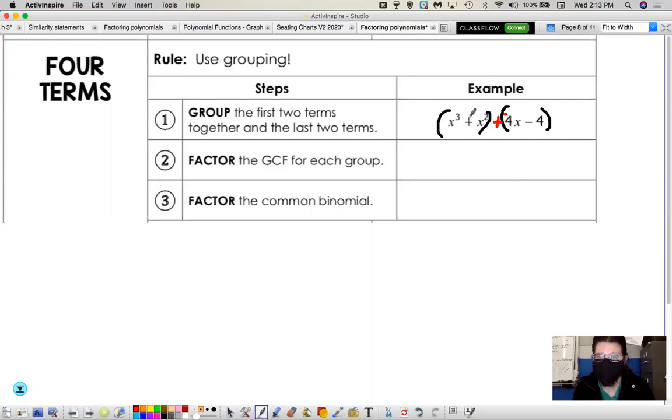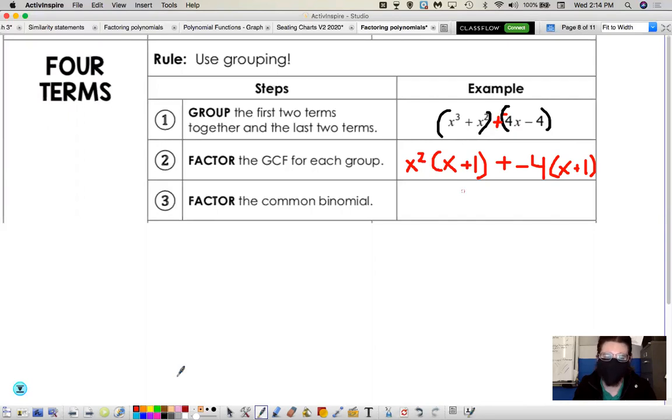We're gonna rewrite that. x cubed plus x squared plus negative 4x minus 4. Then we're going to factor out the GCF for this one and the GCF for that one. x squared in the first group. x plus 1 is what we're left with. Plus, we have a negative 4 here and a negative 4 there. Always, if this one's negative, factor it out. We're left with x minus 1. Or, sorry, plus 1. Negative over negative is positive.